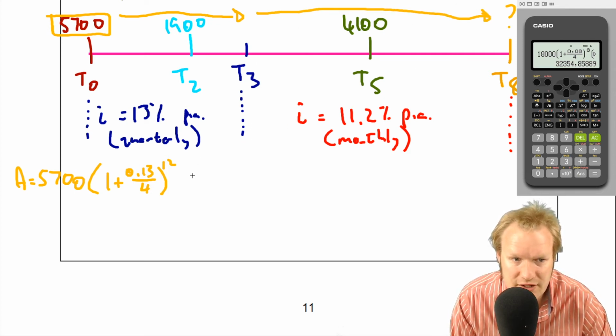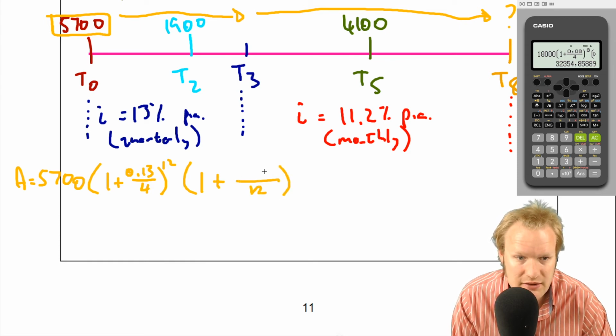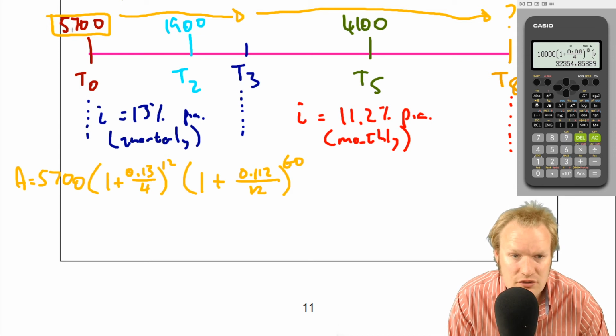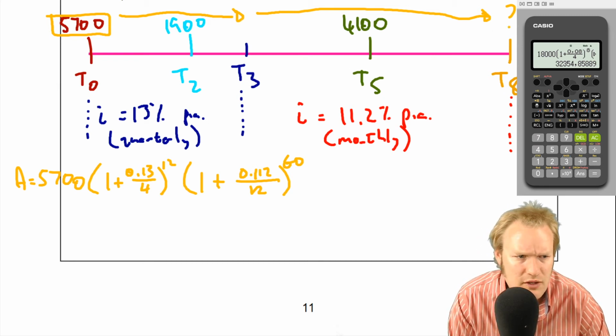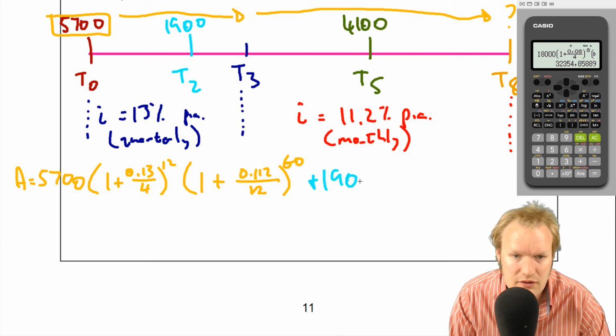So for the next 5 years, that same amount is going to go in, and we're going to go 1 plus, and that's going to be monthly, and it's 0.112, and that's now 12 times 60. So this is just the 5,700, similar to how we did the previous example. It goes along at 13%, then it goes along at 11.2. Cool. Then we're going to take our 1,900 and do something similar. Let's see what happens with that.